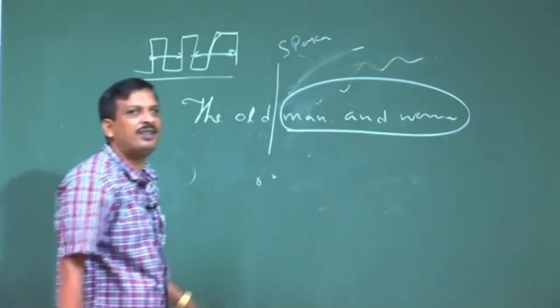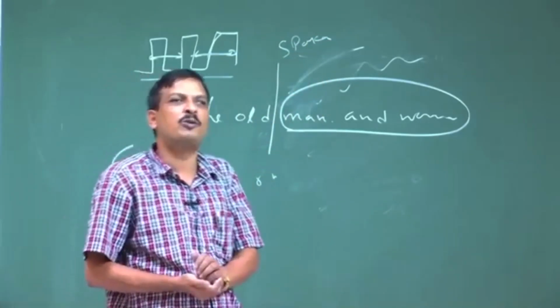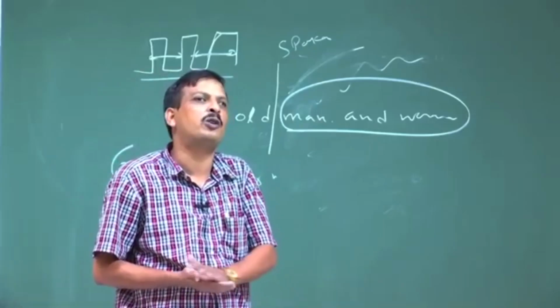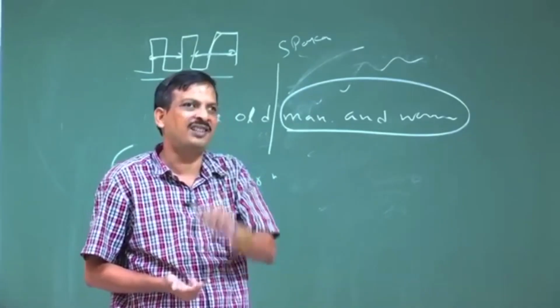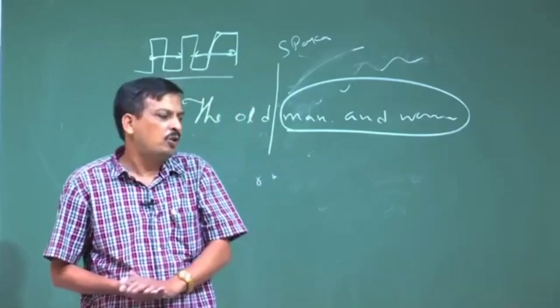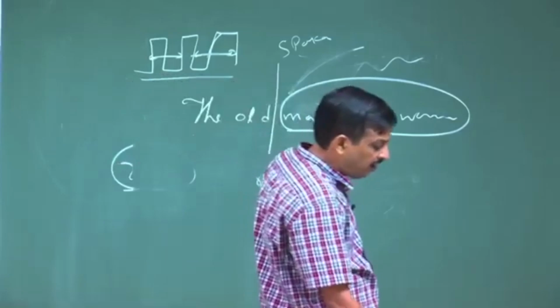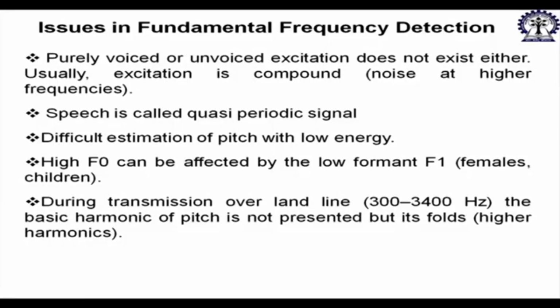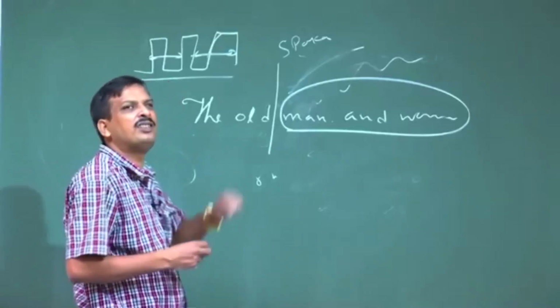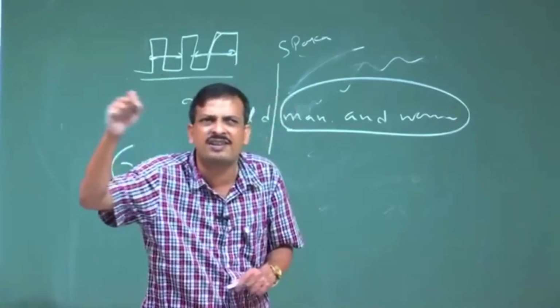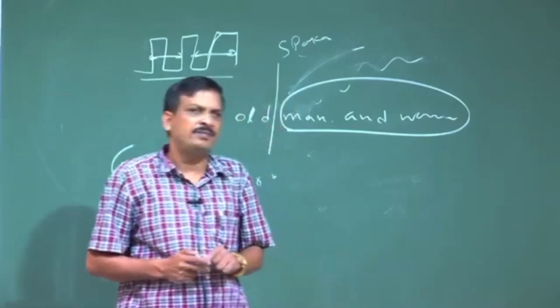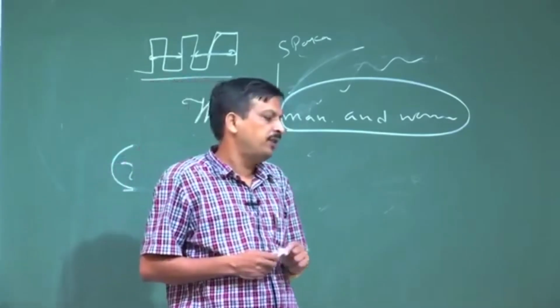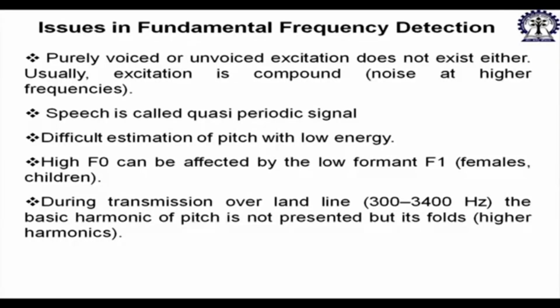Details I will discuss in the prosody analysis, the use of prosody information in speech processing, in the 8th week lecture. Okay. So, F0 has an important part, but extraction of F0 has challenges also. I cannot get a purely voiced signal, there may be some noise included. Quasi periodic in nature, speech with low energy is difficult to estimate. High F0 can be affected by a low formant. Yes, this is a very important issue.